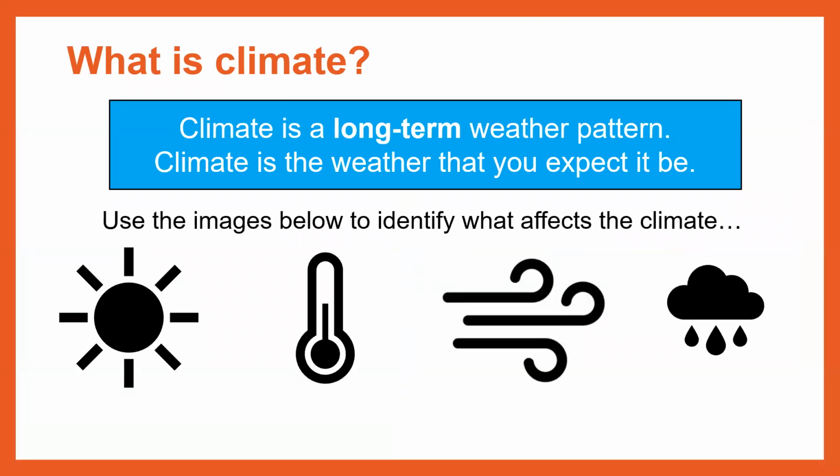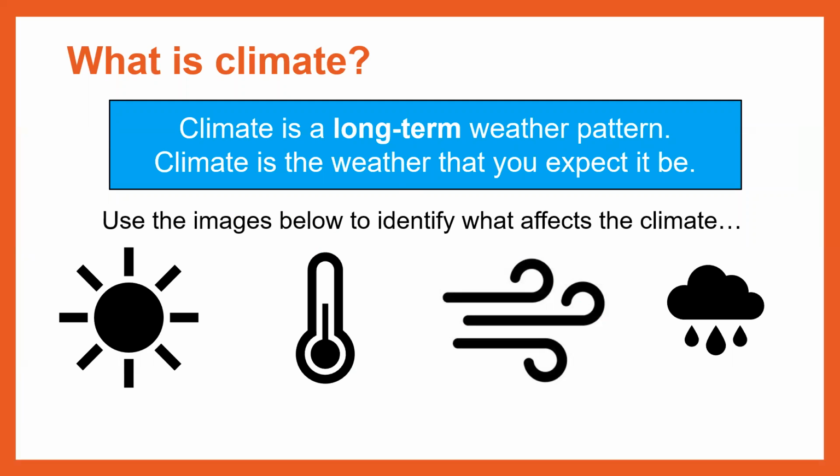So what is a climate? Well, a climate is a long-term weather pattern. So it's not the day-to-day things we see. The weather is the day-to-day things we see. Well, the climate is the long-term weather pattern. And the climate is the weather that you expect it to be. So use these images below and identify what affects the climate. See if you know what these images mean. Pause the video and have a think.